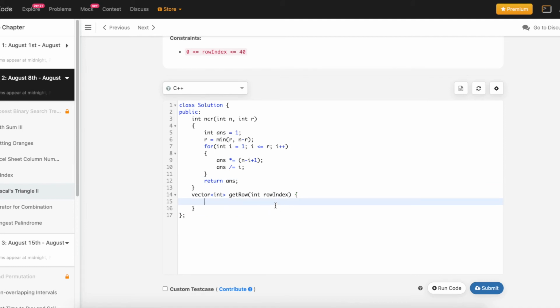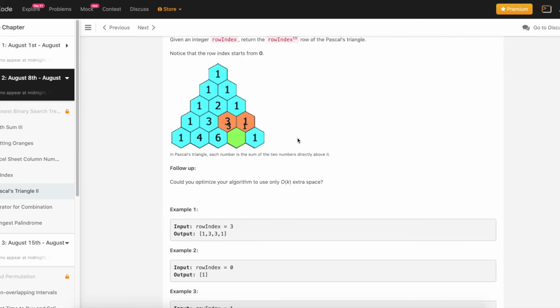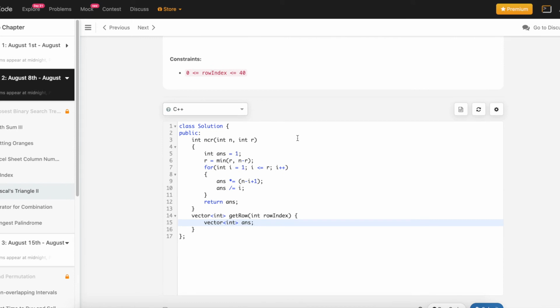Now we would essentially have our vector of Pascal's triangle, and then we would say i is less than or equal to row index, i plus plus, and we just push back n choose r with row index comma i.